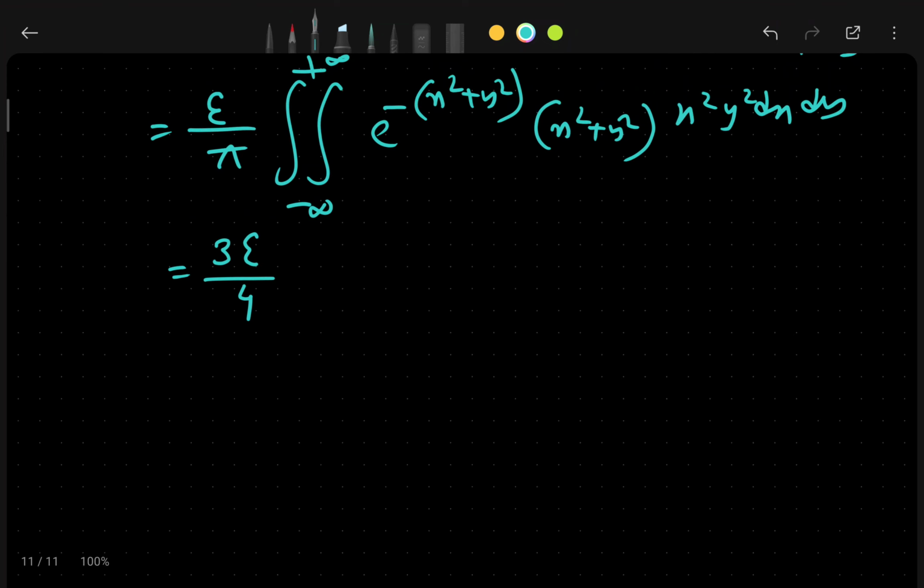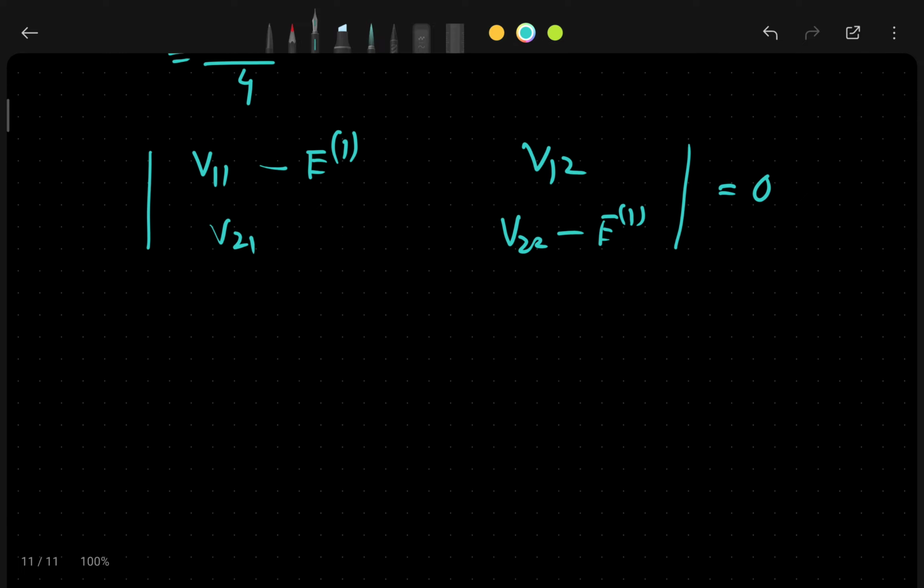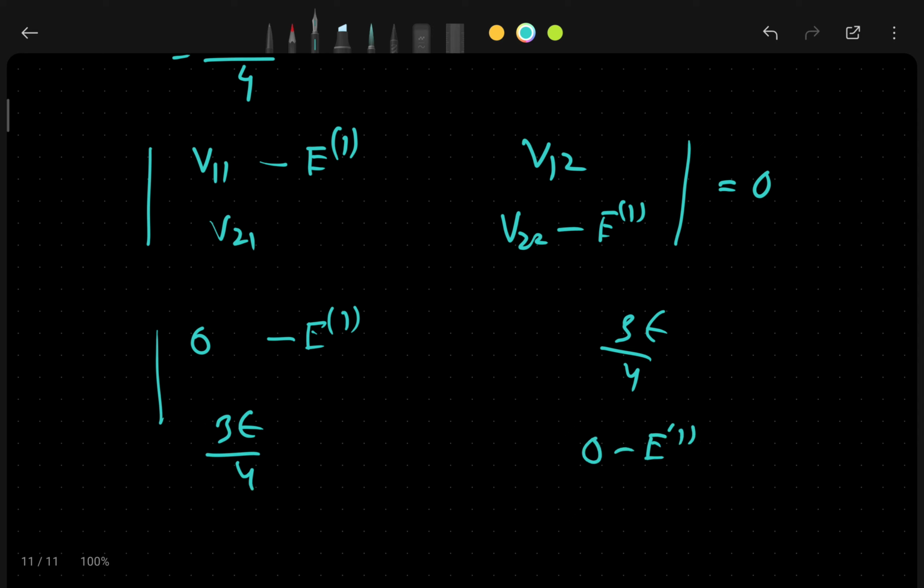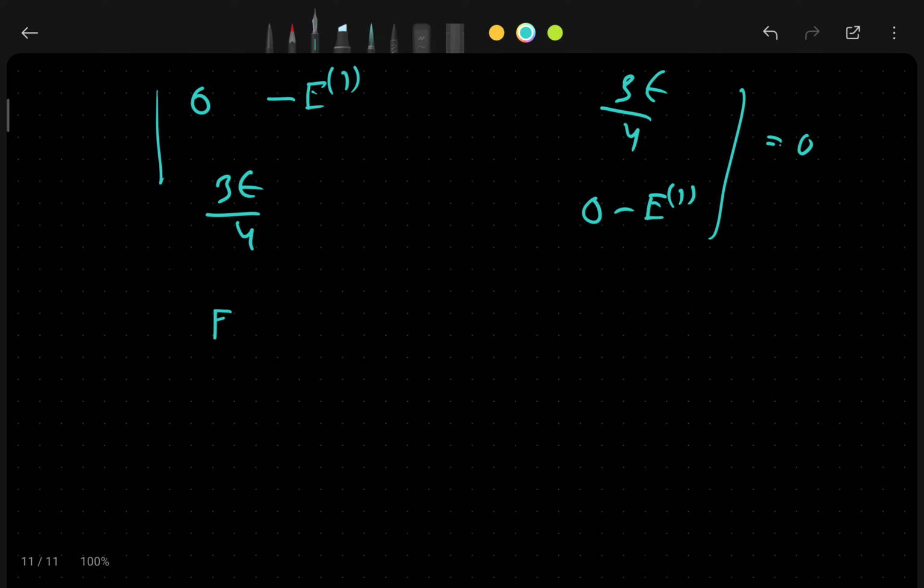The secular equation for the perturbation Hamiltonian matrix is |V11 − E1, V12; V21, V22 − E1| = 0. So giving the energy correction: |0 − E1, 3ε/4; 3ε/4, 0 − E1| = 0. So E10' = E10 ± V12, so E10 is 2 ± 3ε/4. This is the energy correction.